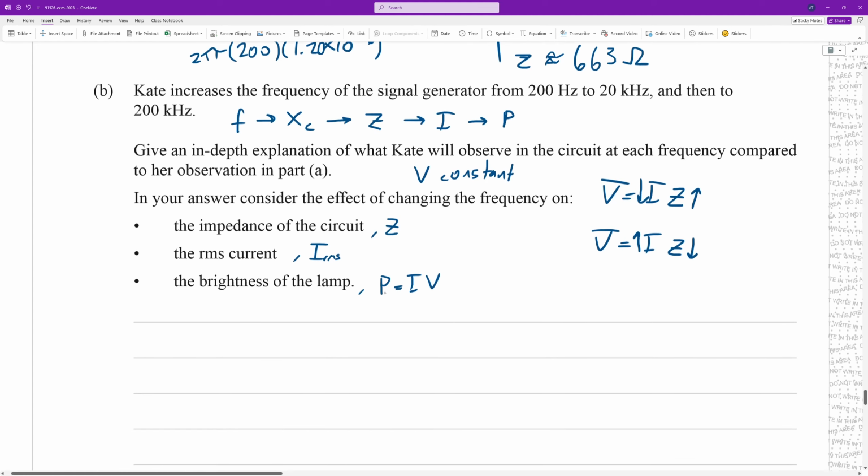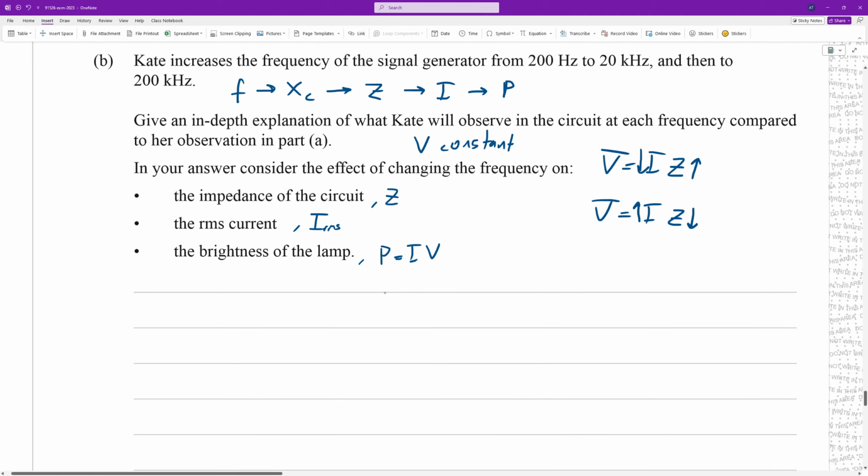All right, let's answer this one. So where to start? You could show calculations. So for 20,000 hertz and 200,000 hertz, you could work out the reactance, impedance, current, and power. However, if we explain it in enough depth, that's what they're asking for, right? So I'm going to just explain, but I do encourage you to do the calculations. And if you just want to check your work, well, ask a friend. What am I saying? So let's begin.